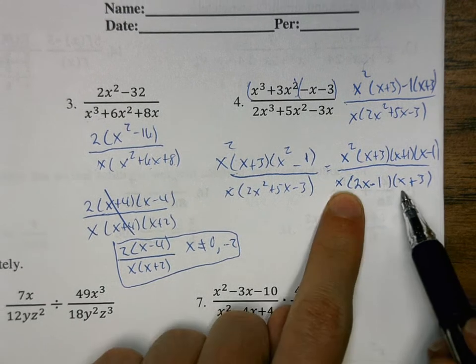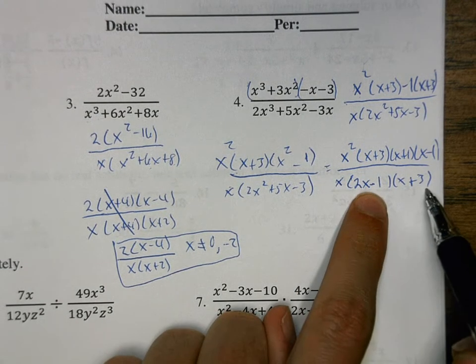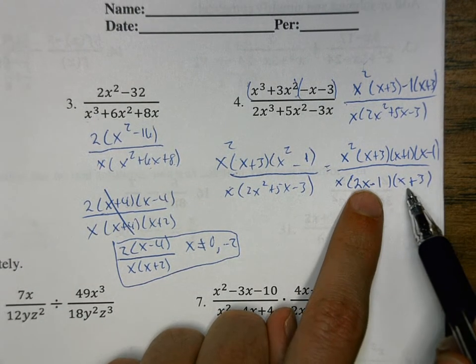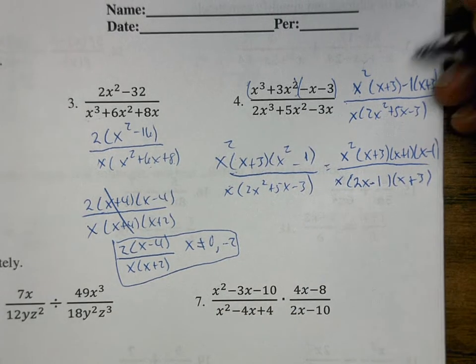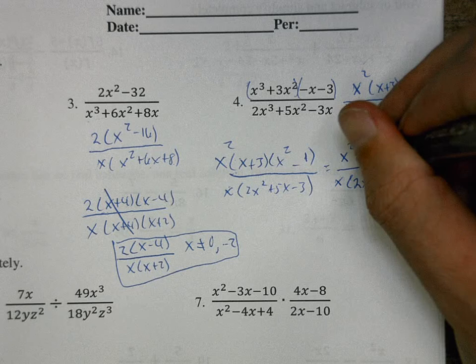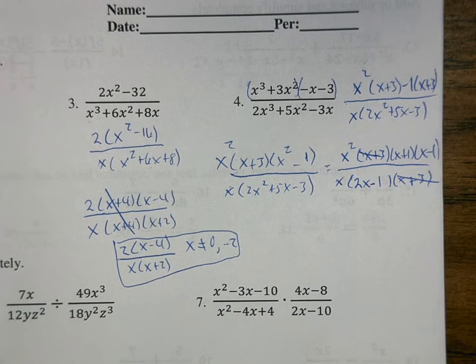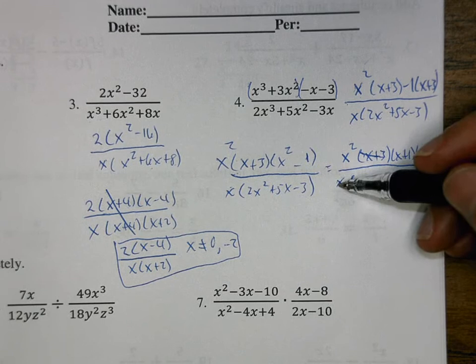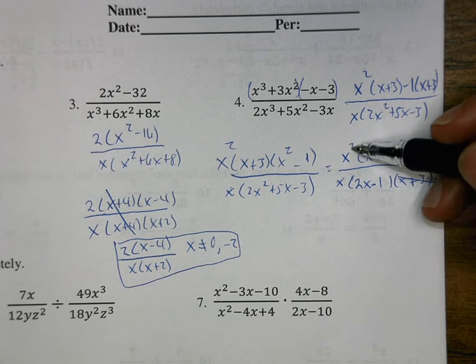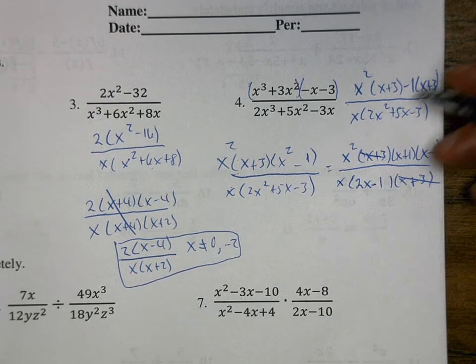Again, my first two multiply to be 2x squared. My last two multiply to be negative 3. You'd have to check to make sure that they work out, and these work out. And then cancel what you can. The x plus 3's cancel. And this is x squared, and this is just an x. So you subtract the exponents. 2 minus 1 is 1, and it's going to end up on top.